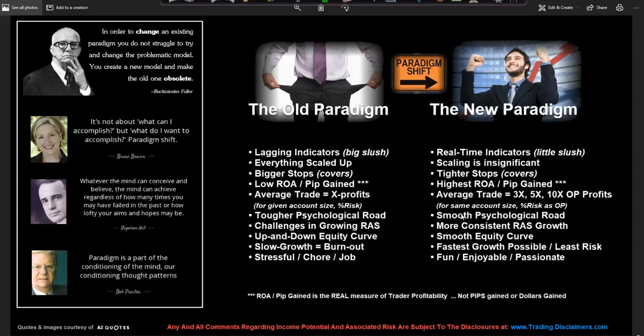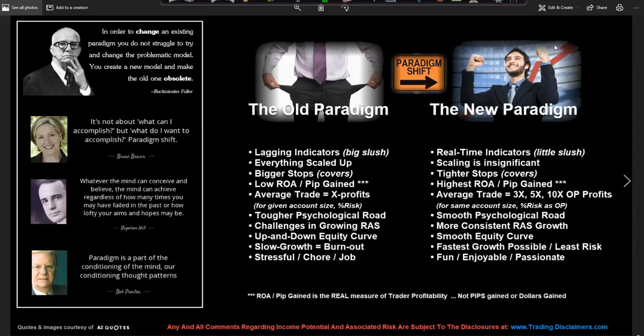We have a much smoother psychological road. It promotes consistent RAS growth. We have a smooth equity curve that points up very steep. You're going to have the fastest growth possible with the least amount of risk. It's fun, it's enjoyable, and it's something you can actually become passionate about. So that's the difference between the new paradigm and the old paradigm.